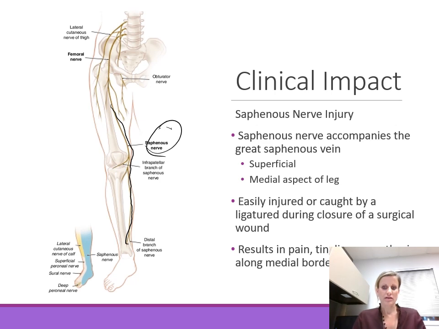Because of its position, the saphenous nerve is easily injured. It's frequently caught by ligature during closure of surgical wounds. Damage to the saphenous nerve results in pain, tingling, paresthesia. Paresthesia is just numbness.